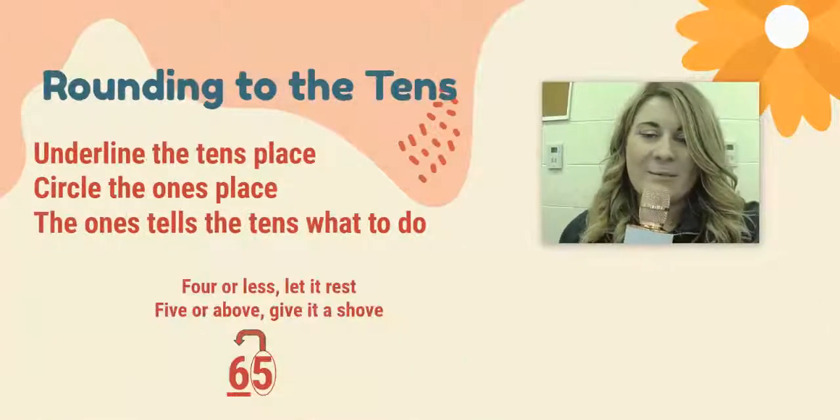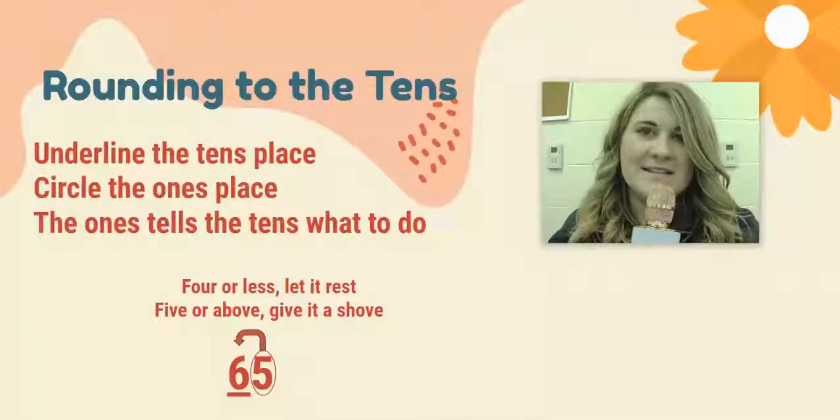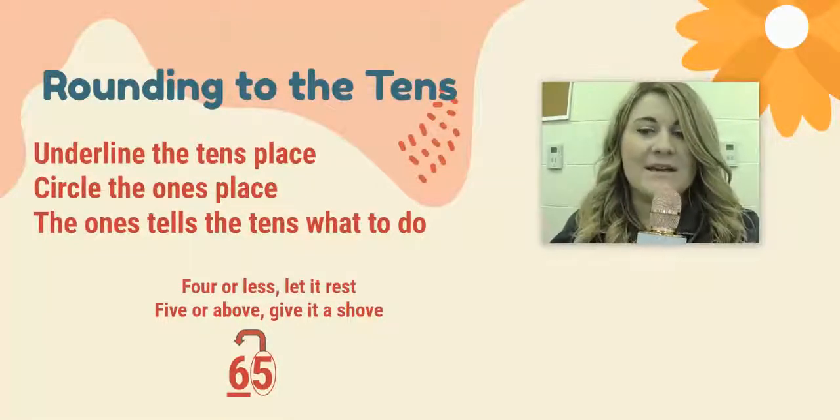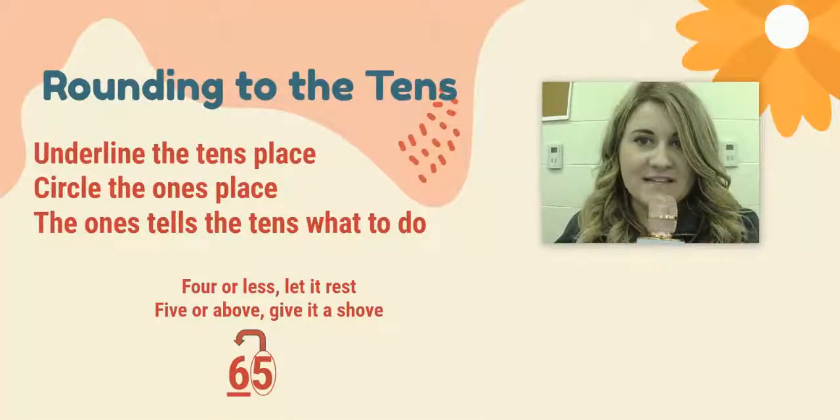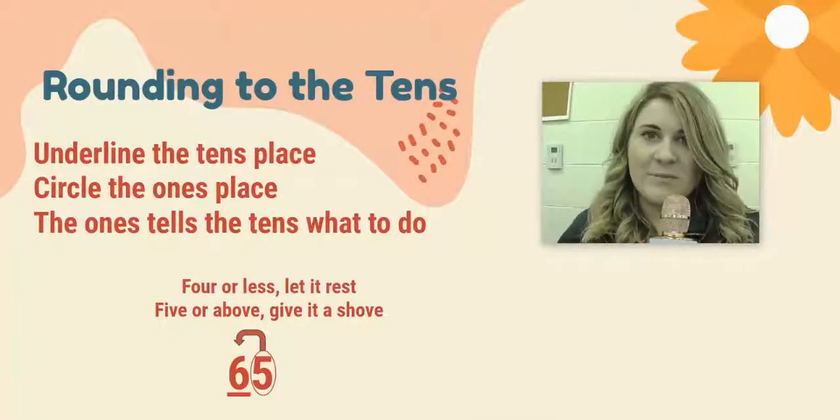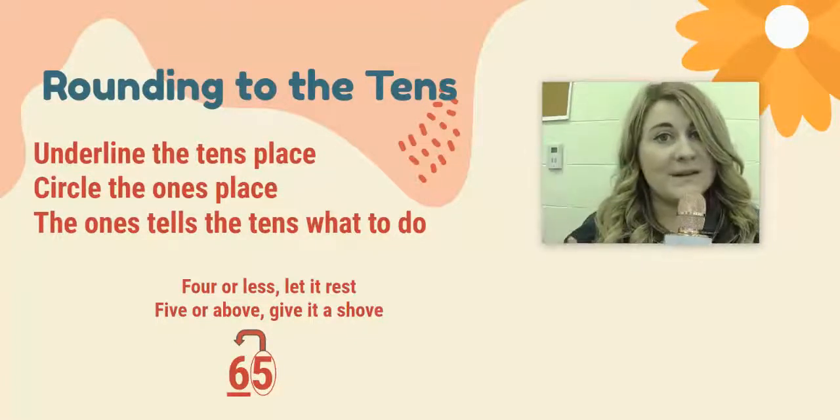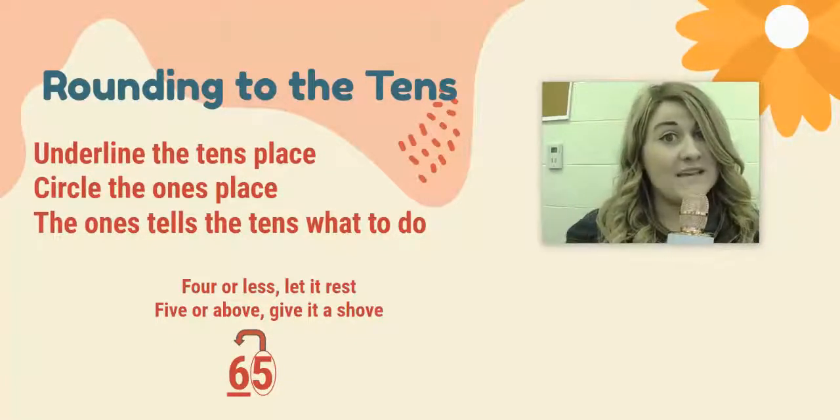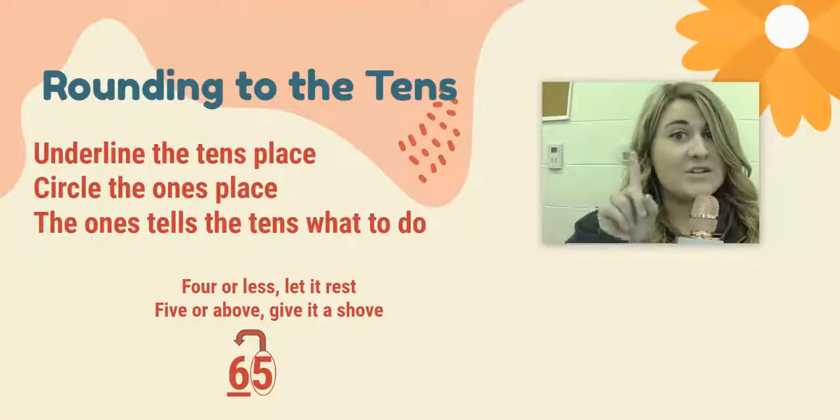So let's talk about rounding to the tens place. Rounding to the tens place is very simple because it starts out by underlining the tens place, we circle the ones place, and we draw an arrow from the ones place to the tens place because the ones place is telling the tens place what to do.